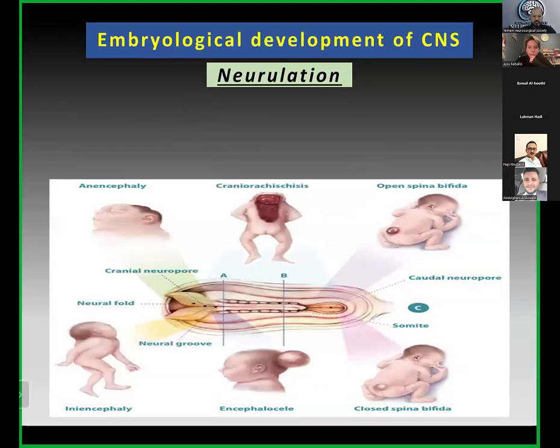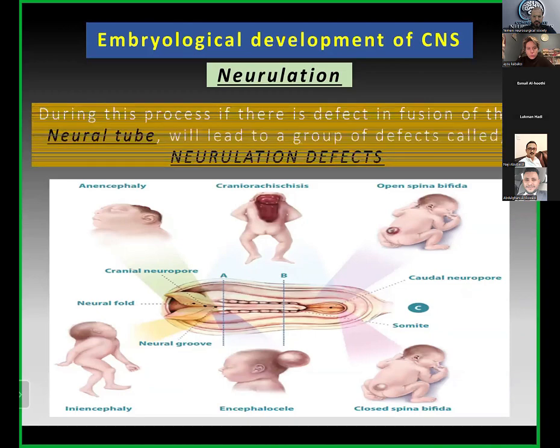So till this step, we finished the neurulation process. The neurulation process is matured and the neural tube is closed. But if there is any defect at the previous steps of neurulation, it will form what's called a group of congenital anomalies, the neurulation defect anomalies. The neurulation defect anomalies are divided into many types according to the site of the defect which is not closed.